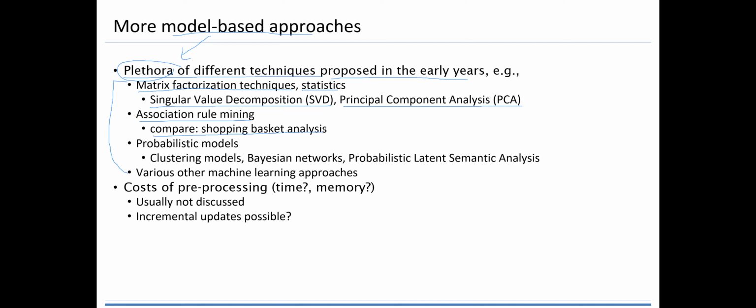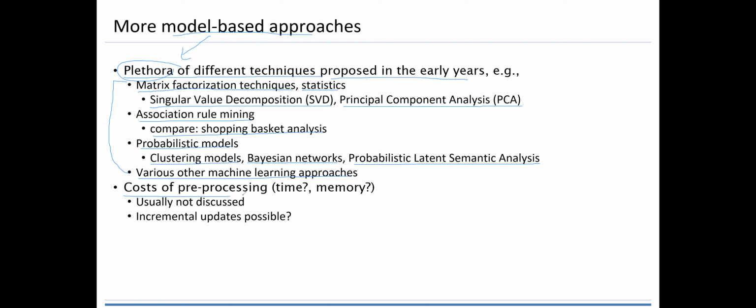So for the comparison, you can look at the example that I already mentioned before, the shopping basket analysis. And the probabilistic models. The probabilistic models means I can use some kind of models, for example, clustering, or I can use a Bayesian network, or I can use probabilistic latent semantic analysis in order to look at the potential rating from the existing data. Or some other machine learning approaches. We can use deep learning and other stuff. But I will discuss the basic one from this slide.